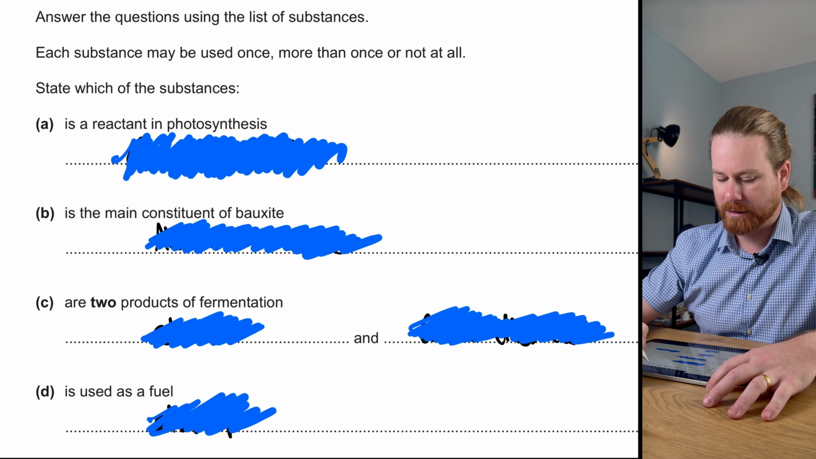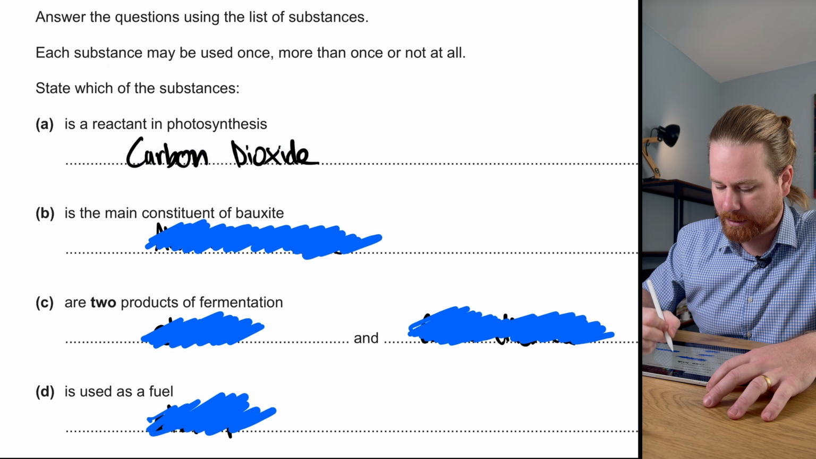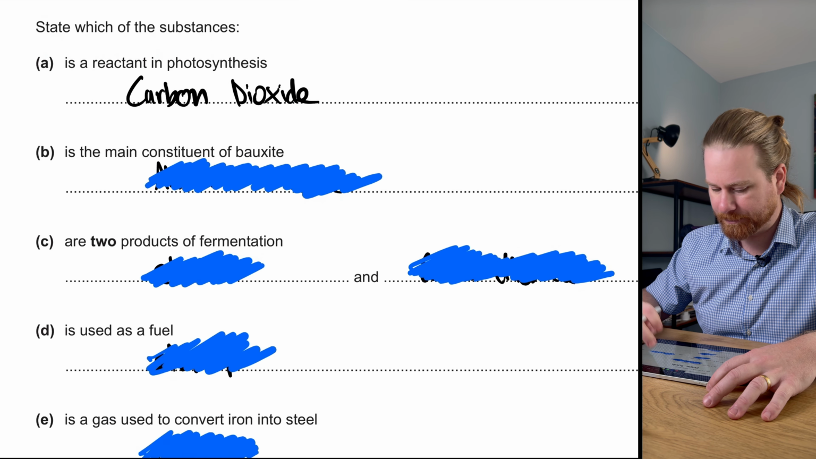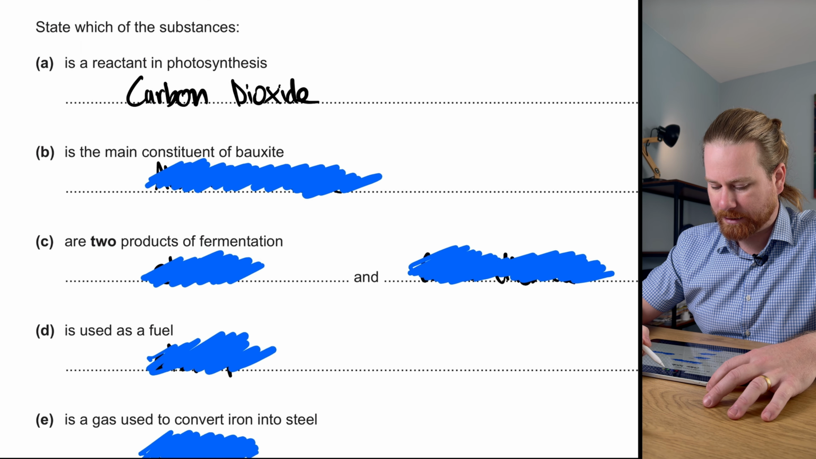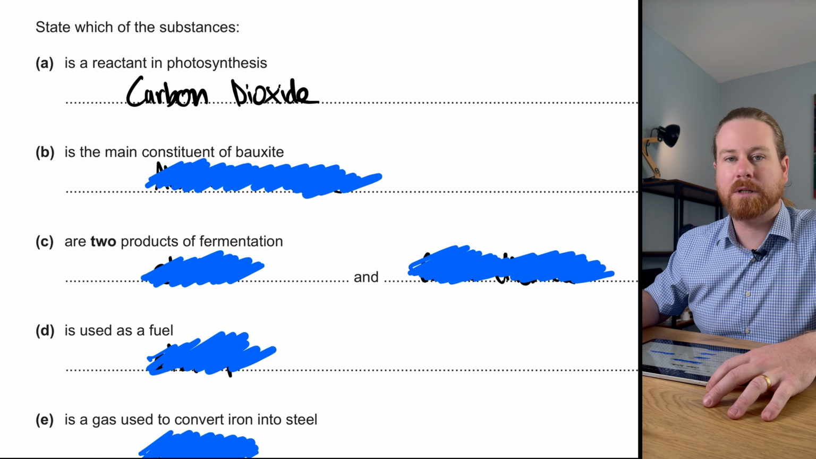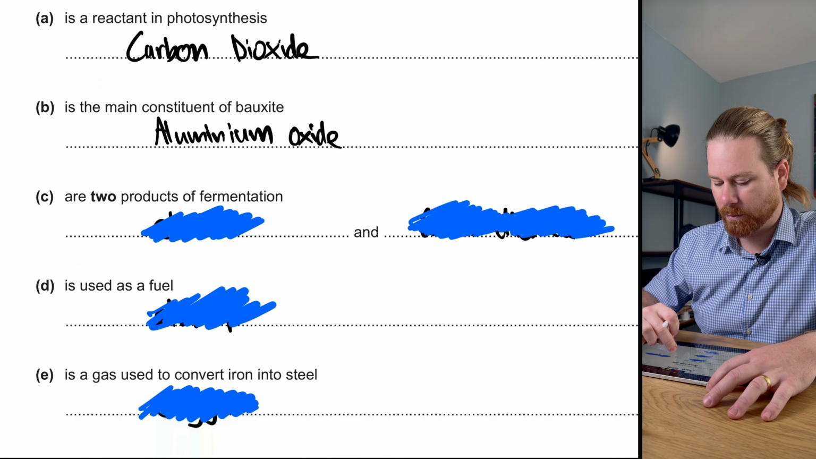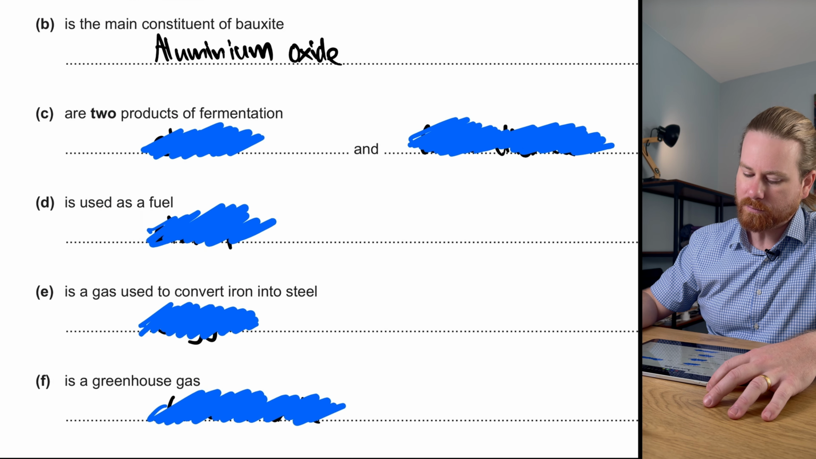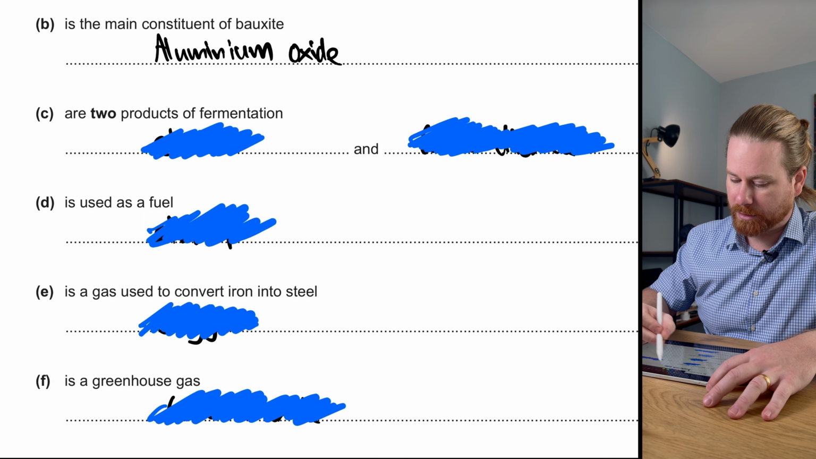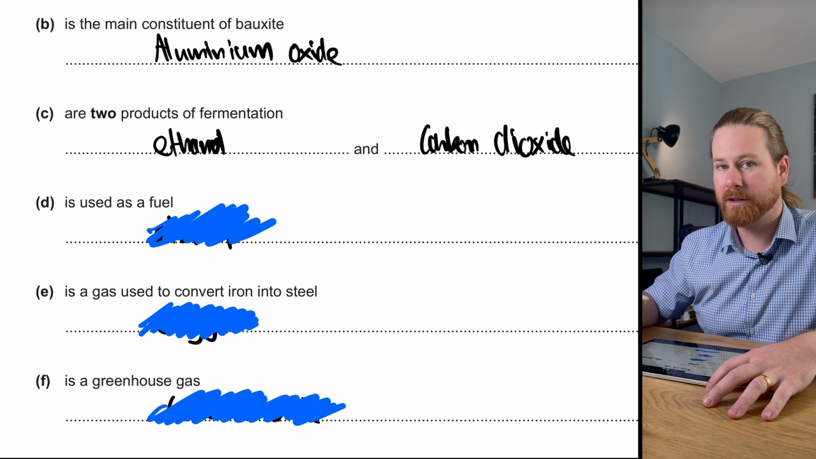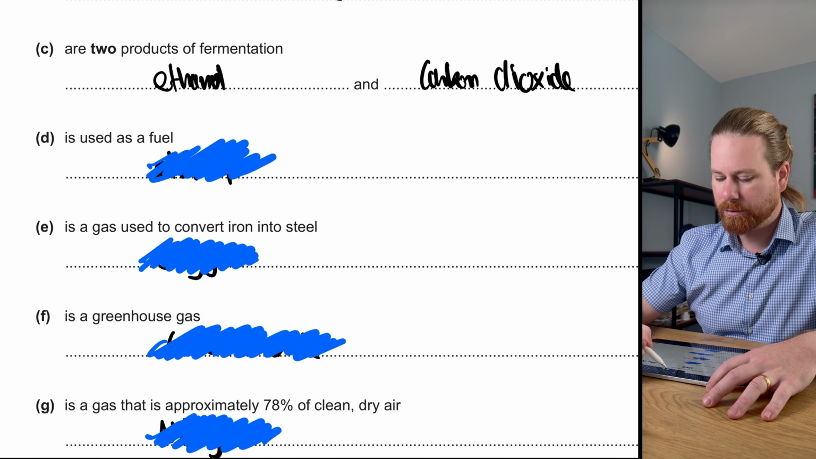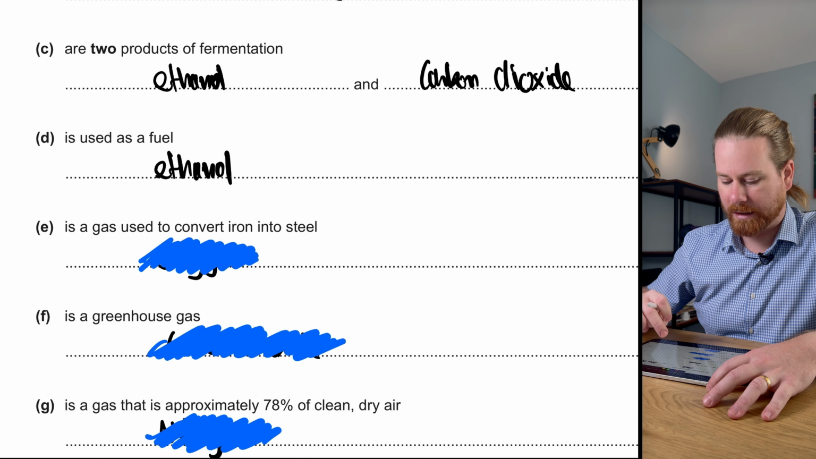So what do we need for photosynthesis? Well, it is of course carbon dioxide. What is bauxite? This is what's used to get aluminium, so aluminium ore, which is aluminium oxide. Two products of fermentation: we're going to get some ethanol and some carbon dioxide. Used as a fuel: ethanol.